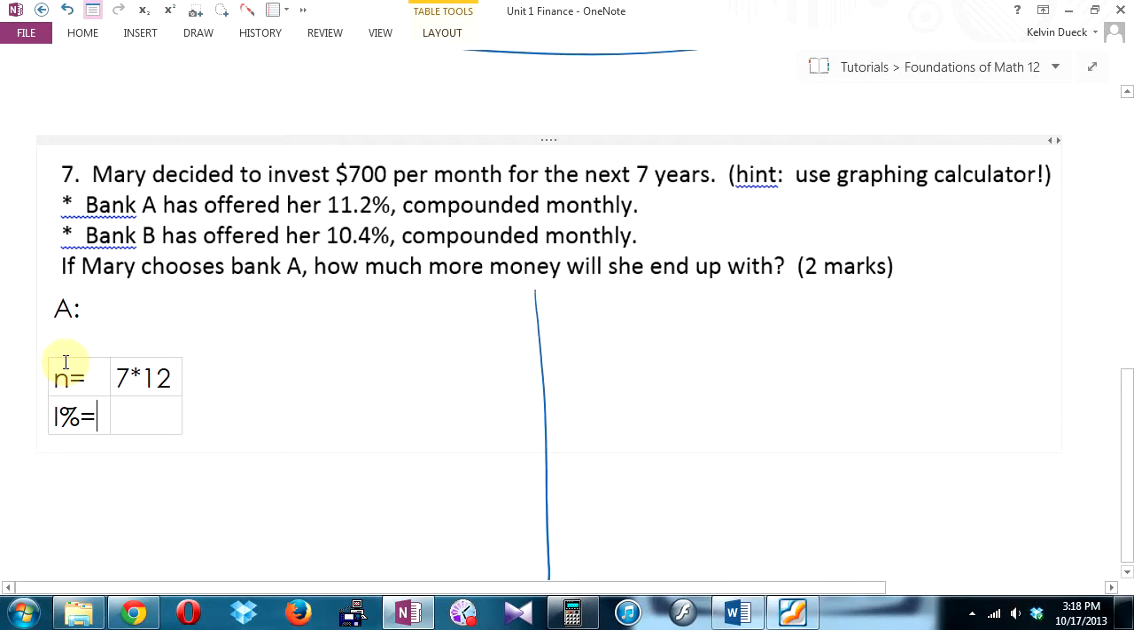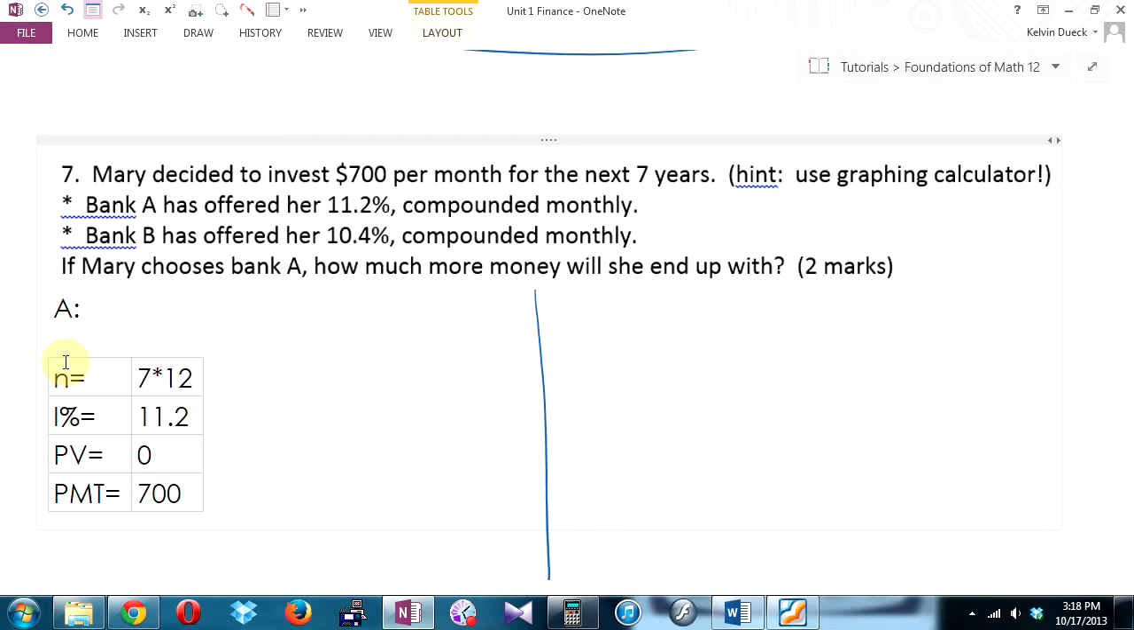I percent equals 11.2. Present value, I think we're starting out with nothing. But the payment, oh yeah, it's $700. Now, if they said she starts with $3,000 and then adds $700 a month, then your principal would be $3,000 and the payment would be $700, right? Principal is what you started out with, and the fact that they didn't mention a separate amount, I'm assuming she started out with nothing.